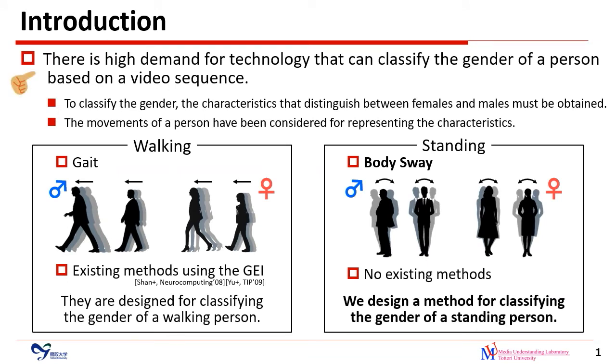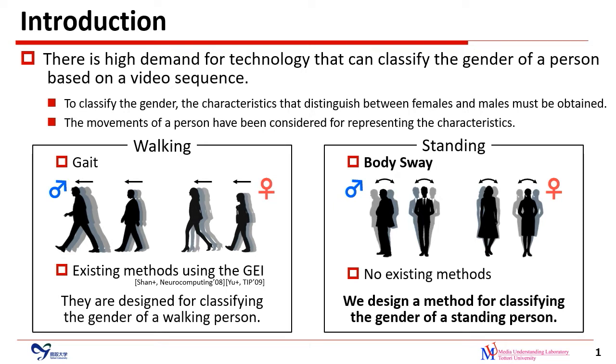There is a high demand for technologies of gender classification. It can classify the gender of a person based on a video sequence. To classify the gender of a person, we must obtain characteristics and use them to distinguish between females and males. The movement of a person in a video sequence has recently been considered for representing such characteristics.